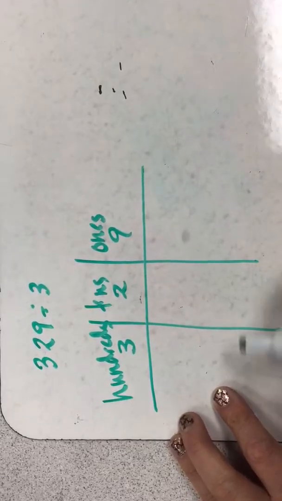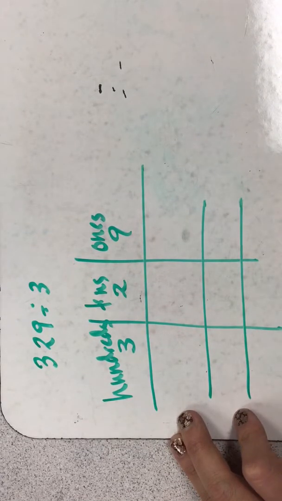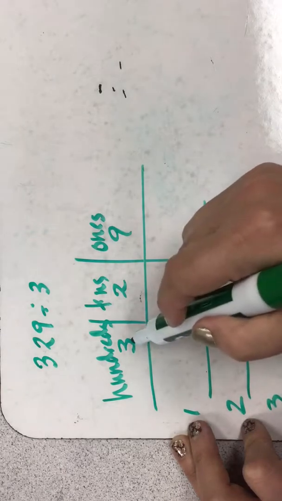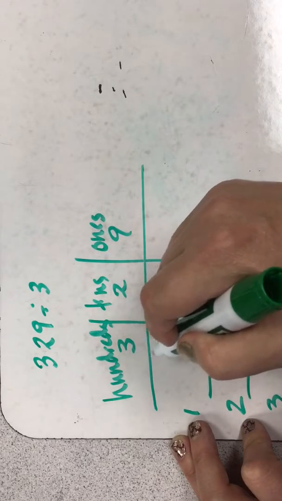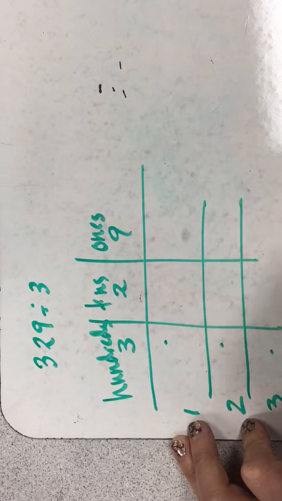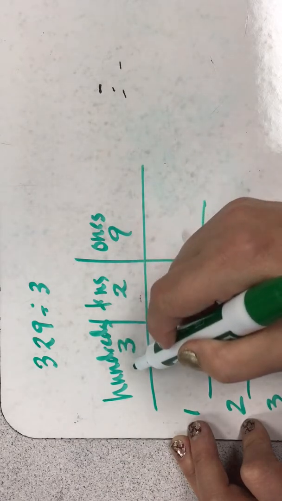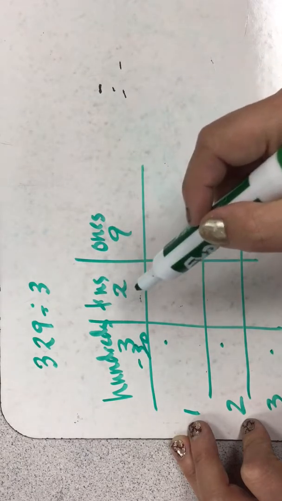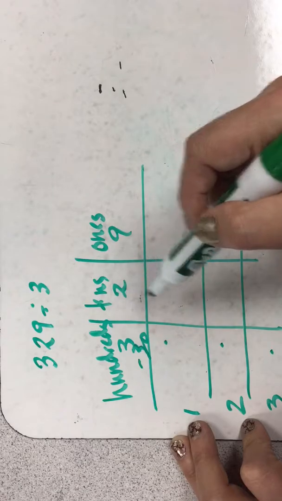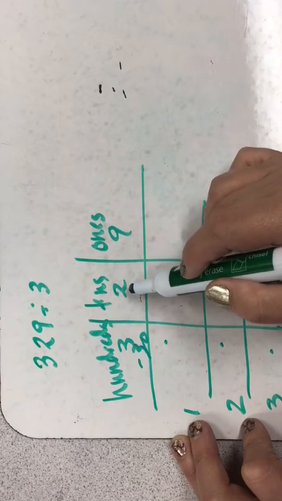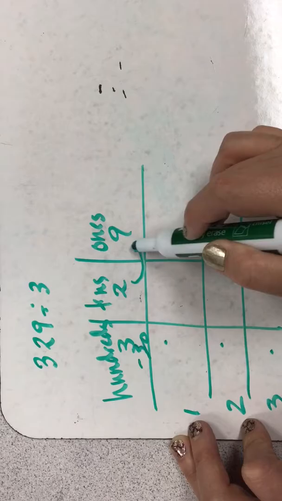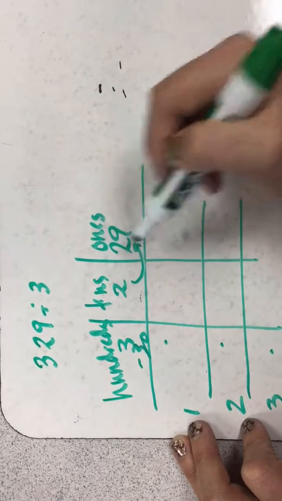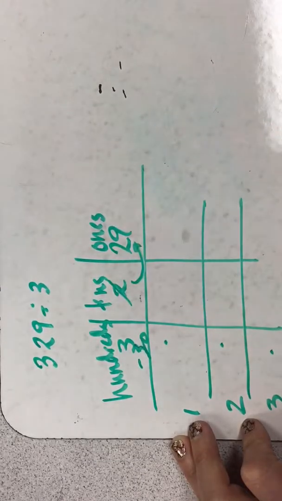If we're dividing it into 3 groups, you can think about this as 1, 2, 3 groups. If we were to take this 3, we can actually divide this group of 3 into 1, 2, 3 groups. So we've used all 3, so we have 0 left. Now this tens. We don't have enough tens to divide in those 3 groups. So what we're going to do is actually change these 2 tens into 20 ones. So we actually have 29 ones now.